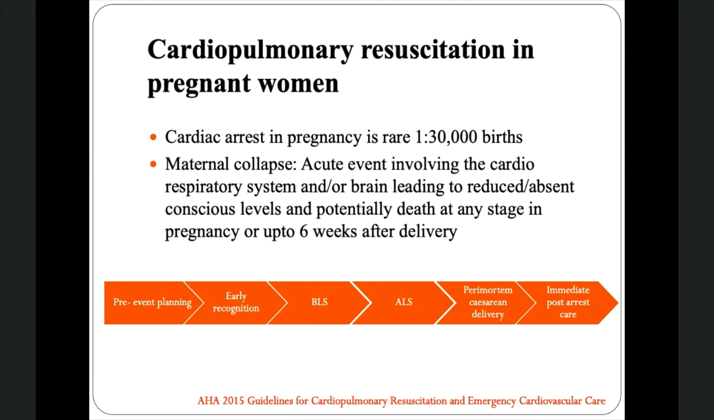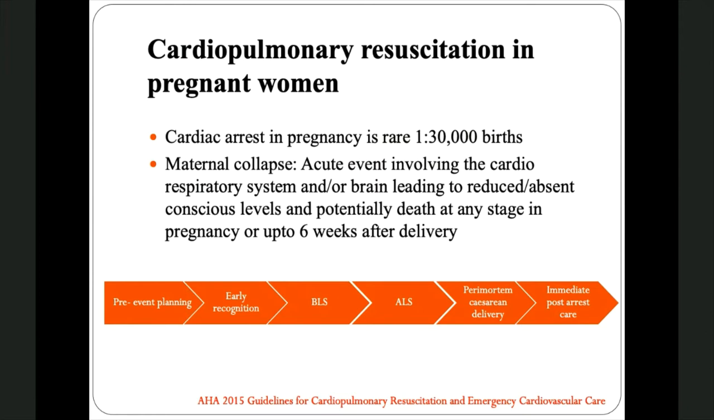So what should be done for CPR? There should be pre-event planning. So what do you mean by pre-event planning? If there is a maternal arrest, there cannot be pre-event planning, but you should always be prepared. We should always have something in mind, that if something like this happens, what all things you need to do. So pre-event planning means you should be clear in your mind what all things to be done.